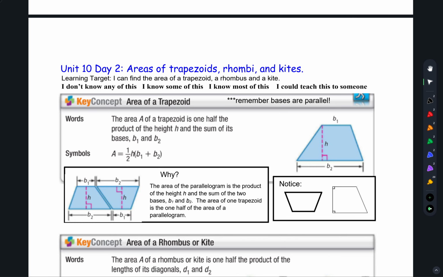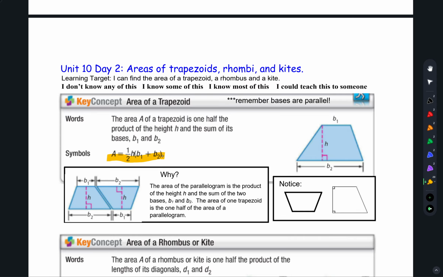All right, everybody ready? We are looking at areas of trapezoids, rhombi, and kites today. So we're going to learn two new formulas. Here is our first one. Trapezoids are very, very similar to triangles. The difference between a trapezoid and a triangle really is that a trapezoid has two bases, where a triangle only has one base. That's why our formula looks so similar to the area of a triangle formula.